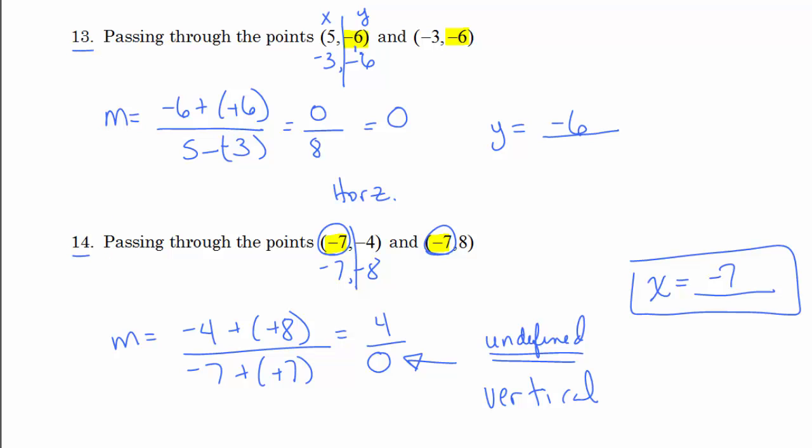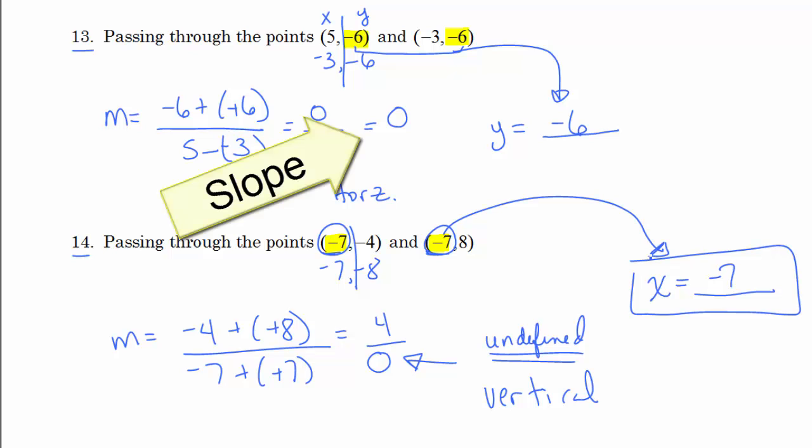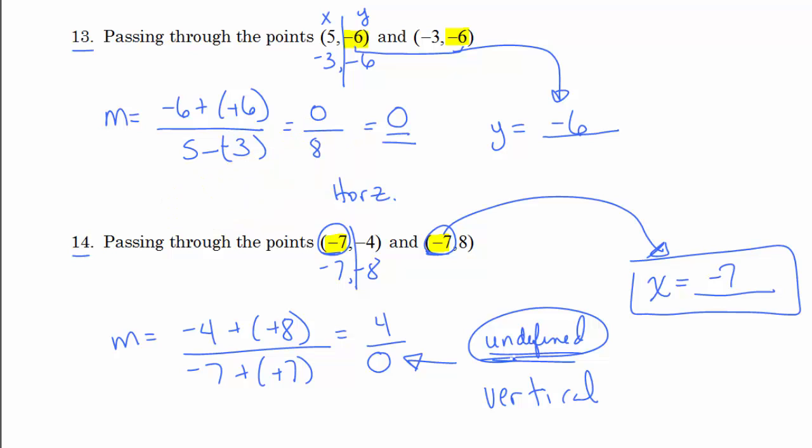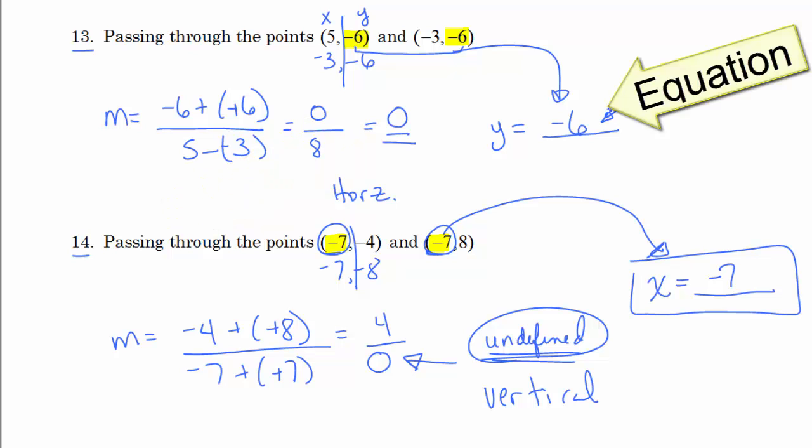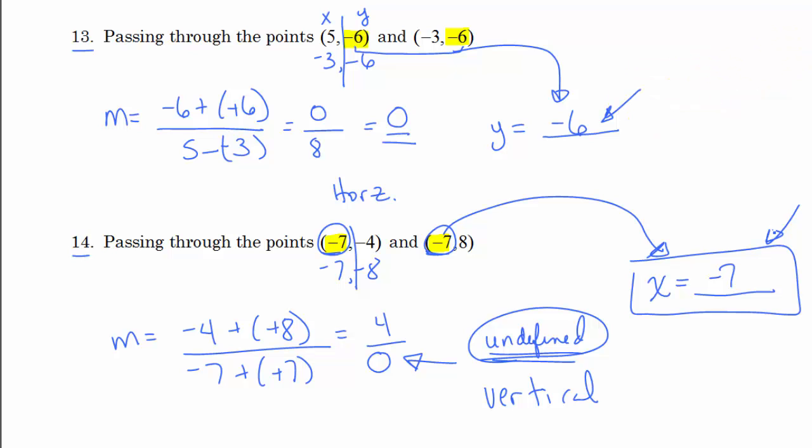So again, if they give you points and you notice the y values are the same, just skip right to the answer. If you notice the x's are the same, just skip right to the answer. Now when I say skip to the answer, you better make sure you've read the directions. Did they ask you to find the slope? Then this would be the answer. If they ask you for the equation of the line, then those are the answers. So make sure you're reading the directions.